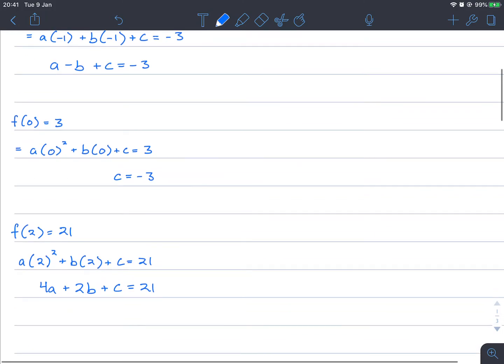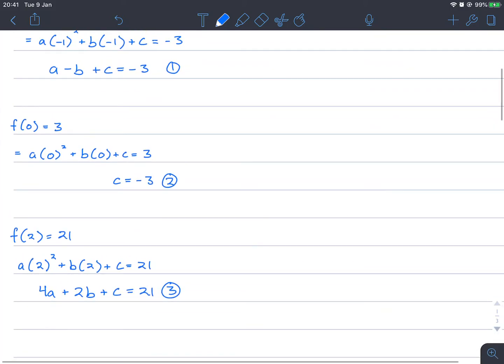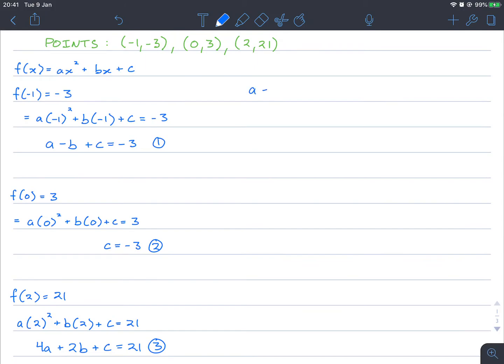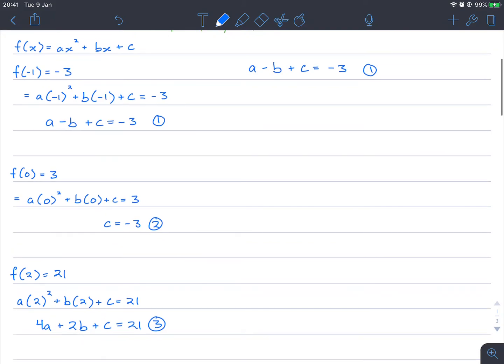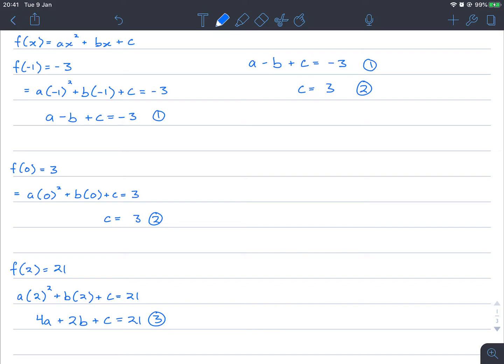Now, we treat this as 3 different equations: equation 1, equation 2, and equation 3. Let's line them up. Equation 1 is a minus b plus c equals -3. Equation 2 is simply c equals, oops, not -3, it's +3. I made a mistake. This is just +3, and that's equation 2. And equation 3 is 4a plus 2b plus c equals 21. That's my third equation.